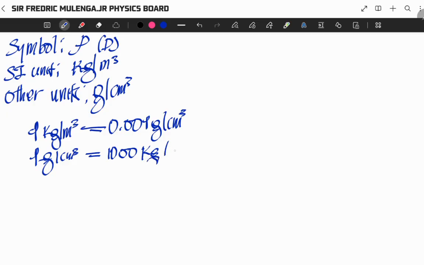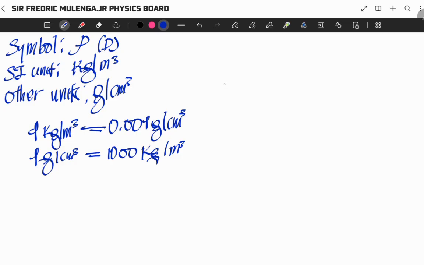Then 1 gram per centimeter cubic is equal to 1000 kilogram per meter cubic. Now, one of the students argued, sir, how come 1 kg per meter cubic is giving us 0.001 grams per centimeter cubic? All right, let me show you how this came up.